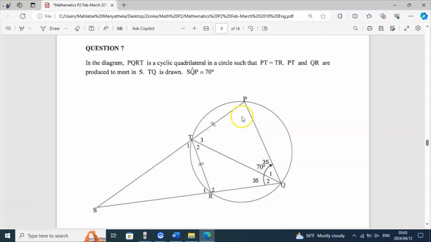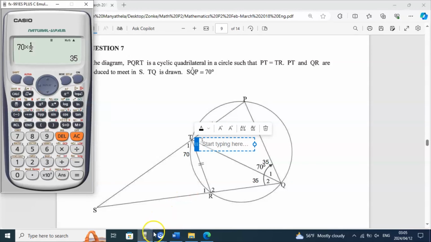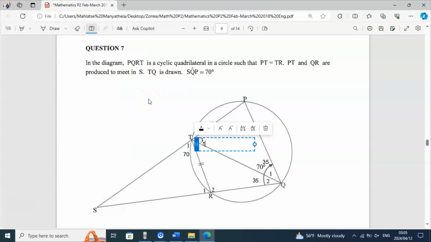PQRT is a cyclic quad. We have an exterior angle of a cyclic quad. This exterior angle will be equal to 70 degrees. PQRT is a cyclic quad, so we have opposite angles of a cyclic quad, and opposite angles of a cyclic quad are supplementary. So 180 minus 70 will give us 110. So this angle is 110.